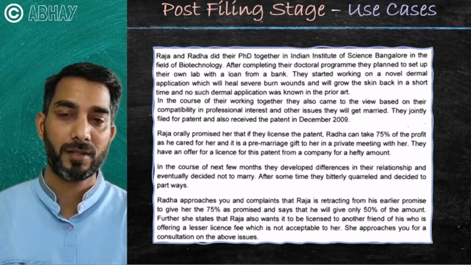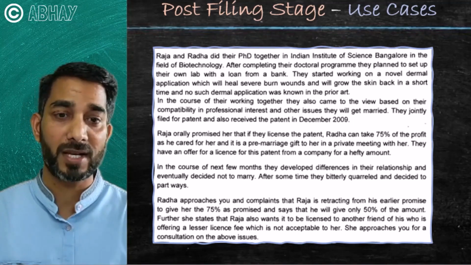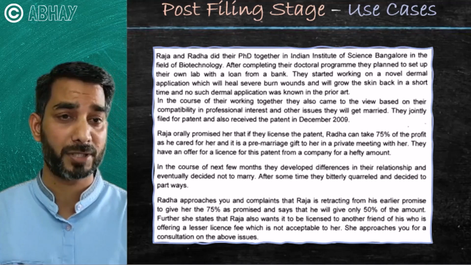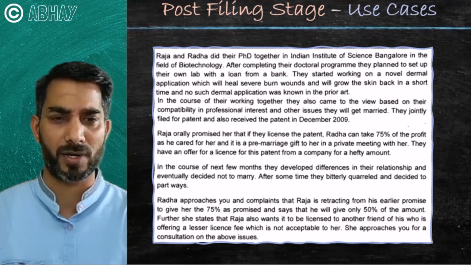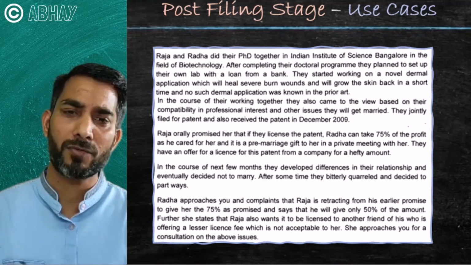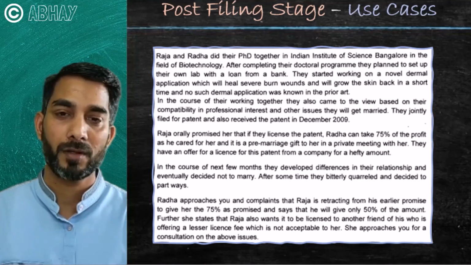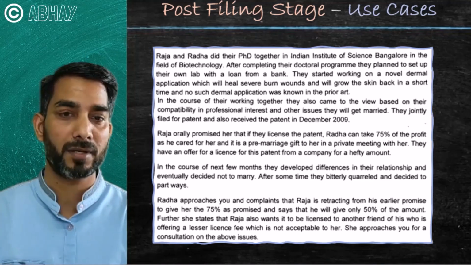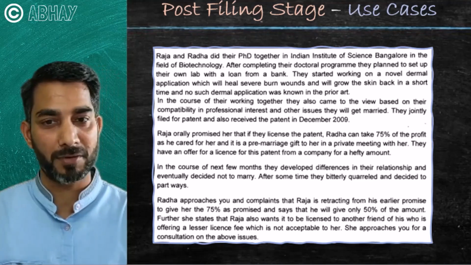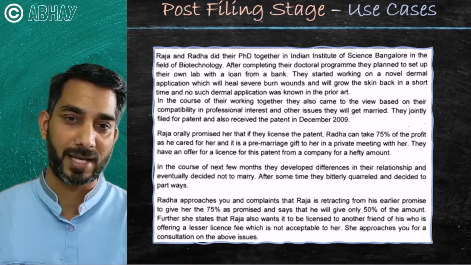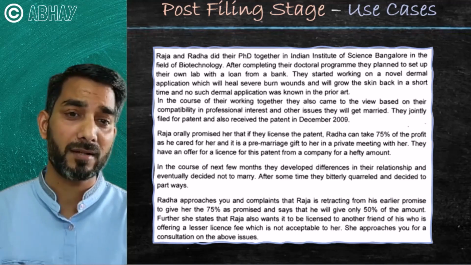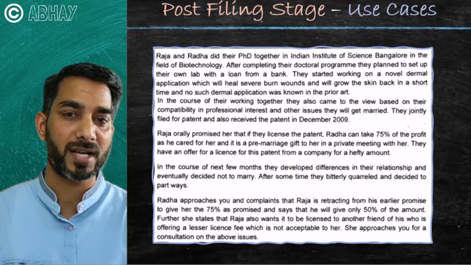Another development. Raja promised her that if they license the patent, Radha can take 75% of the profit as he cared for her. Okay. They have an offer for a license for this patent from a company for a hefty amount. In the course of the next few months, they developed differences in their relationship and eventually decided not to marry. Sad. After some time, they bitterly quarreled and decided to part ways.